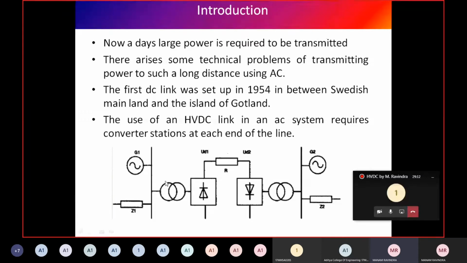These two can act in the reverse way. This can act as an inverter station, this can act as a rectifier station. Okay, it can be both. This rectifier station can act as an inverter station, and this inverter station can also act as a rectifier station.